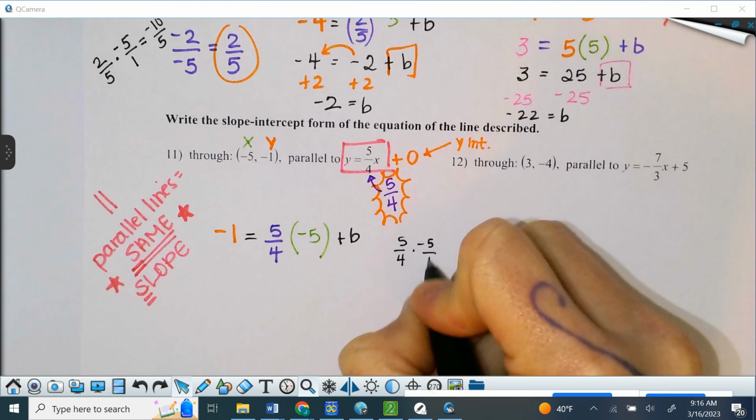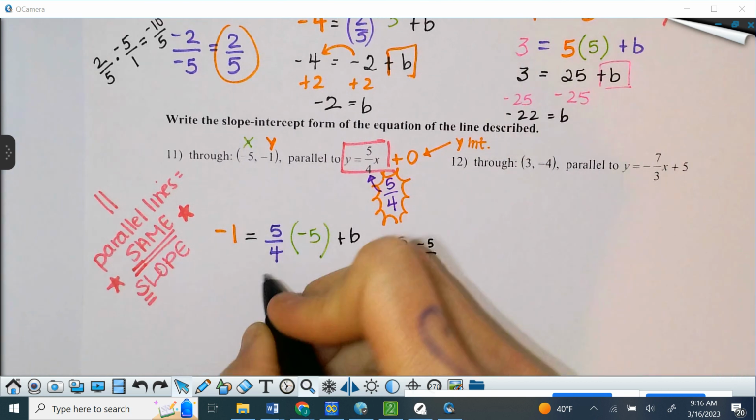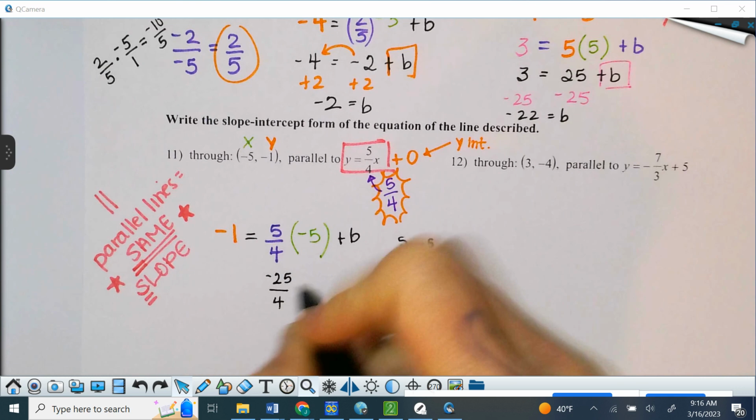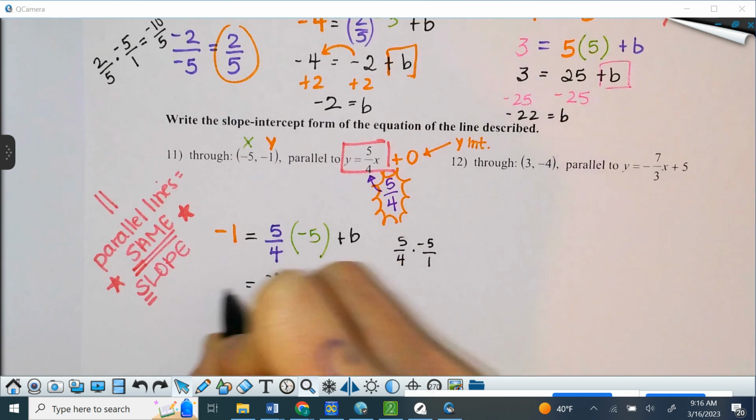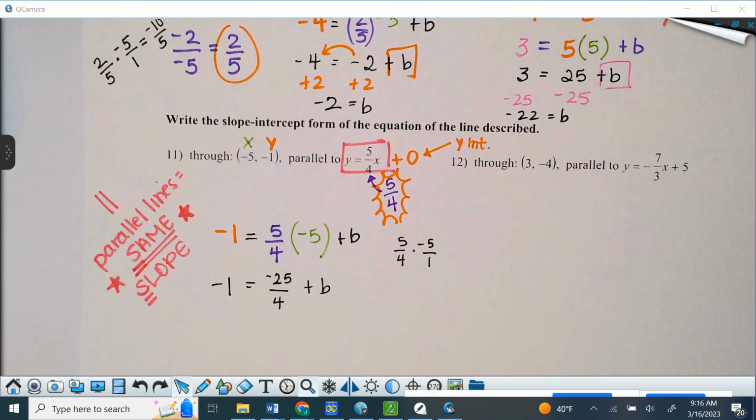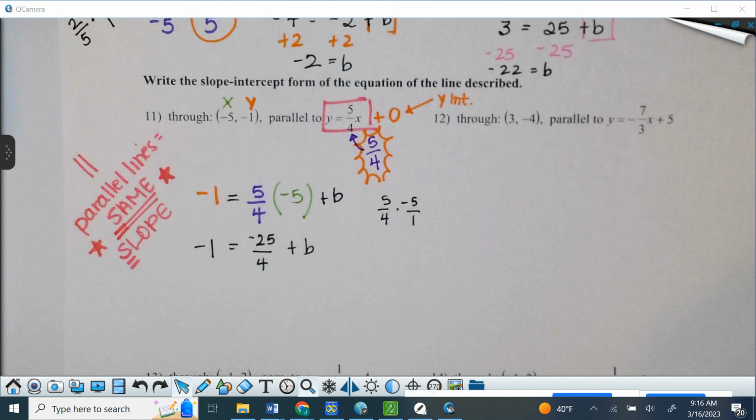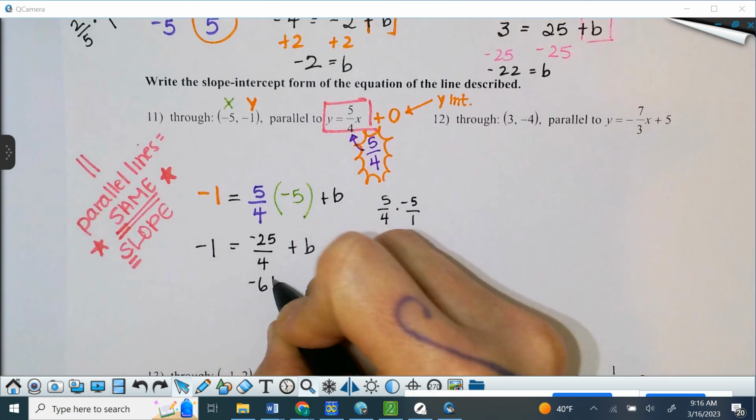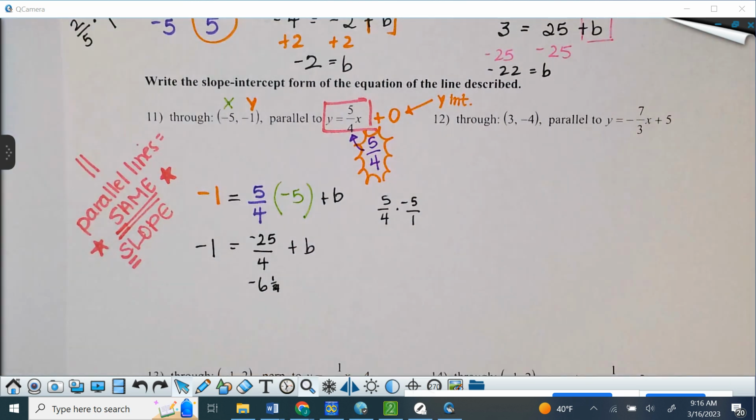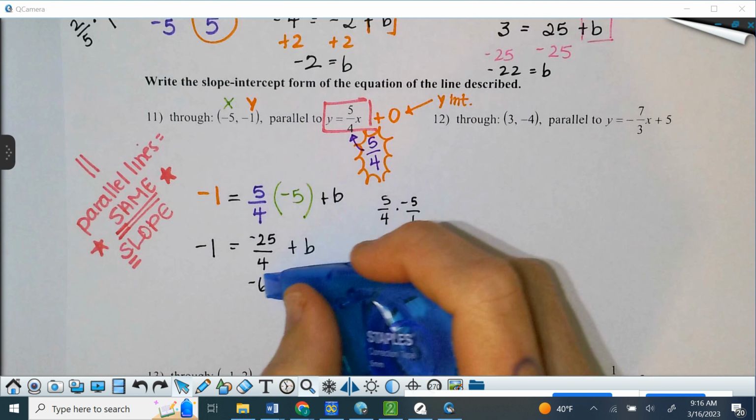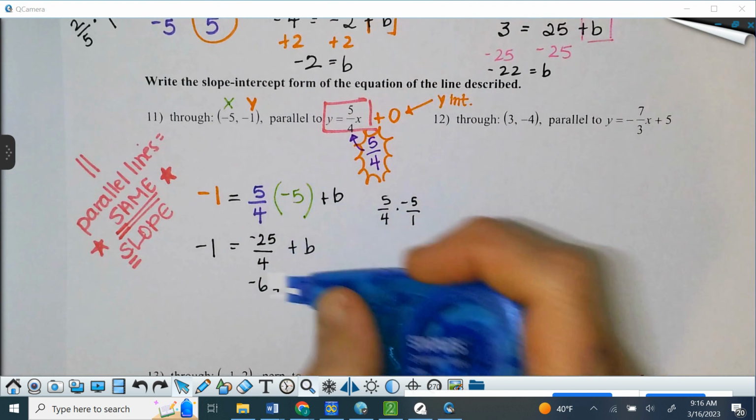5 times a negative 5 is going to give me negative 25 over 4 plus b equals a negative 1. 4 does not go into 25 nice and neatly. 4 does go into 24 quite neatly, and that's going to be 6. So we know we have a negative 6 and 1/4. And 1/4 is the same, if you think about $1, 1/4 is going to be 25 cents. So I'm going to change that 1/4 to 0.25. And then we may go back and switch it back when we write our final equation.